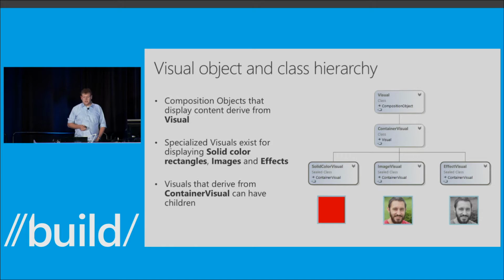Now, not surprisingly, the fundamental construct of the visual layer is the visual. Visuals all support things like positioning, clip, and opacity, but there are also specialized visuals for displaying content. Things like solid color, image visuals, and effect visuals. We'll talk a bit more about the effect visual when we talk about the effect pipeline a bit later. The last type of visual that's worth talking about is the container visual. This allows you to create parent-child relationships and to create a tree of visuals.